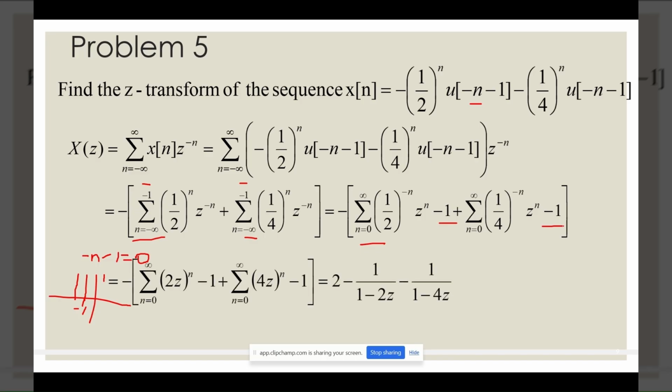On simplifying this, we will get minus 1 by 2, 1 minus 2 z power minus 1, by 1 minus 4 z. So coming on to the ROC, here we have two signals, 1 by 2 power n and 1 by 4 power n. So there will be ROC1 for this case and ROC2 for this case.